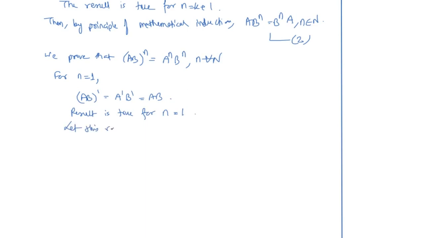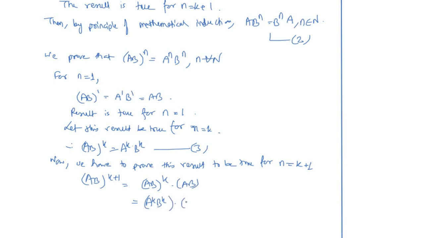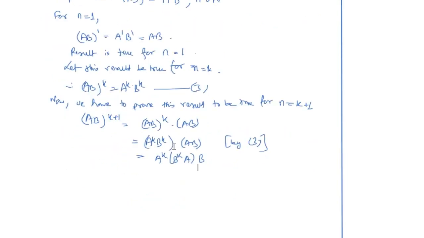Now let this result be true for n equal to k. Therefore (AB)^k is equal to A^k B^k. Let us call it question number 3. Now we have to prove this result to be true for n equal to k+1. So (AB)^(k+1) is equal to (AB)^k multiplied by AB, that is equal to A^k B^k multiplied by AB, which is by 3. You can clearly see I have assumed equation 3, and putting that we get this. Now this is equal to A^k B^k A into B. Alright, this is by the associative property.